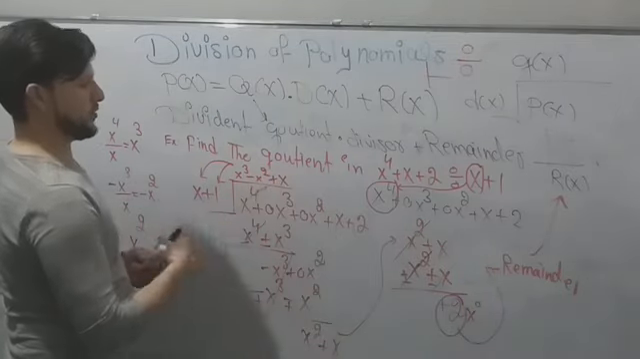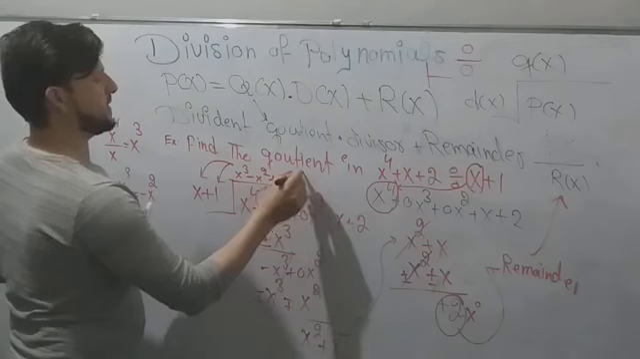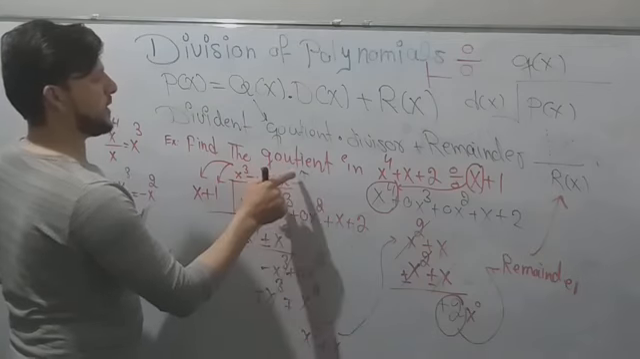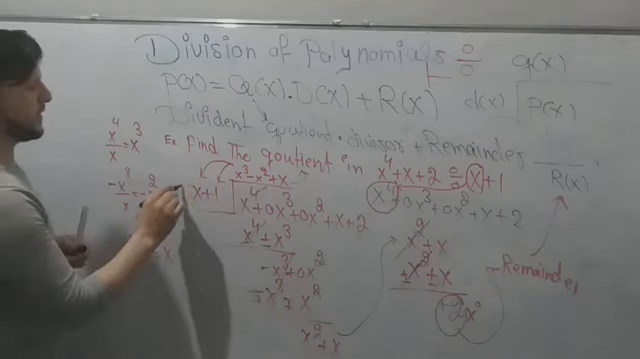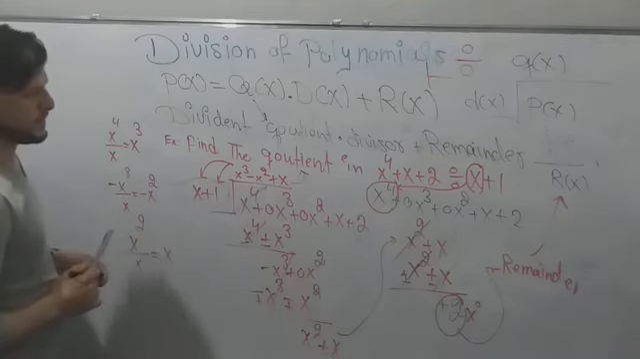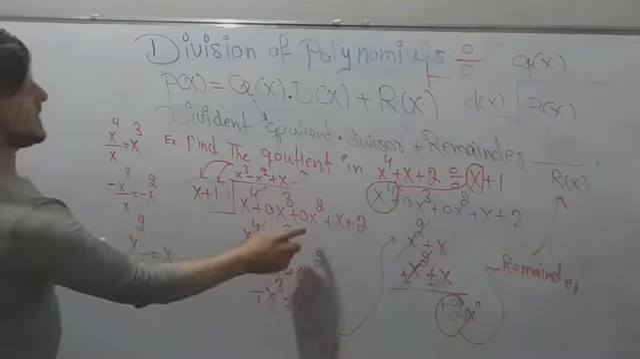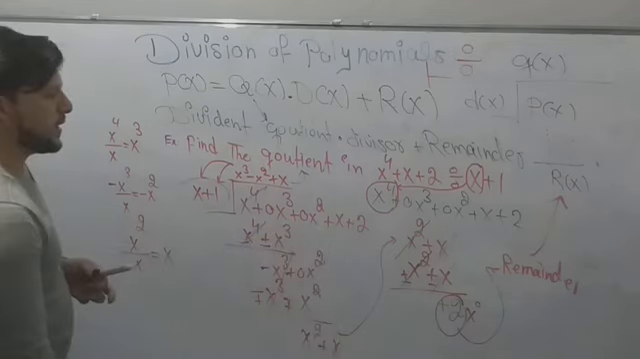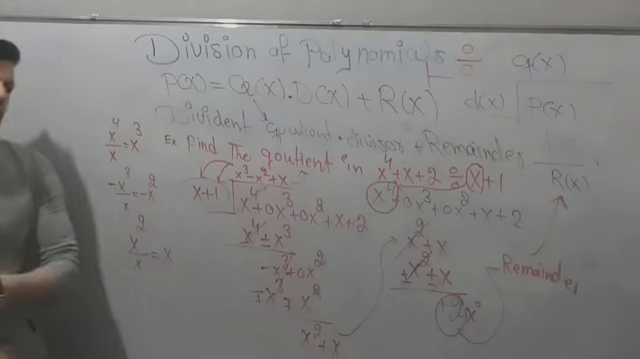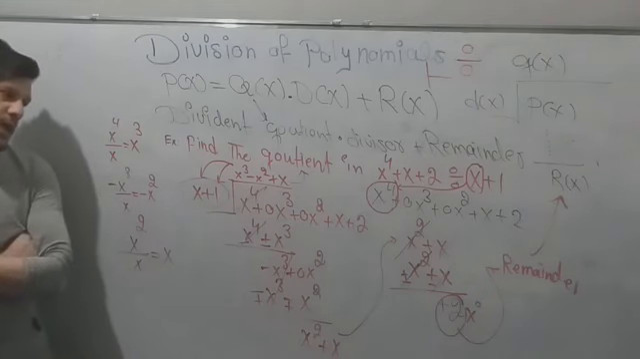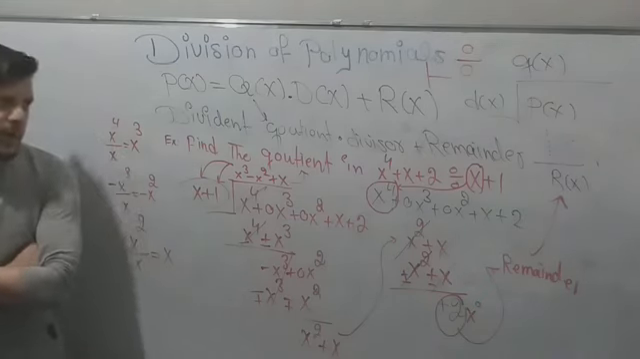This is the quotient. It means this is our answer. Quotient is there. So what is the divisor? This is the divisor, and this is the dividend polynomial. It was a very short example about division of polynomials. If you have any question, then share with us.